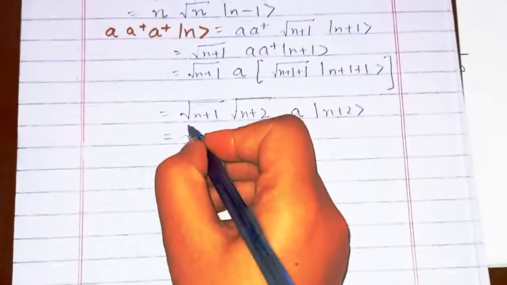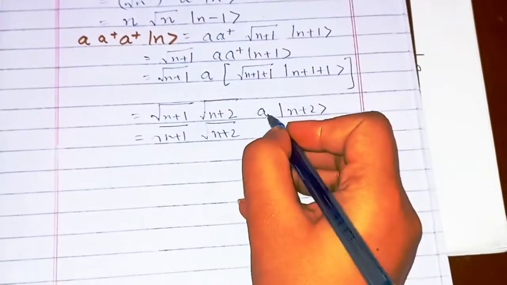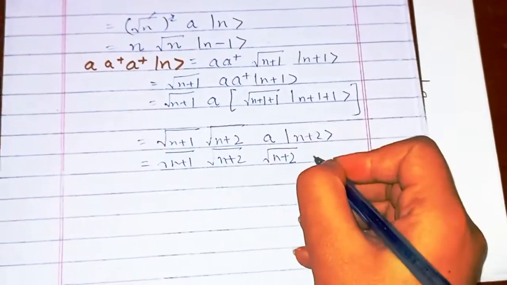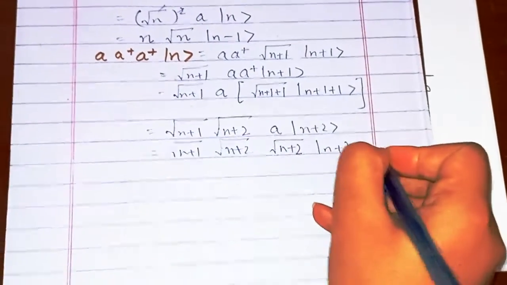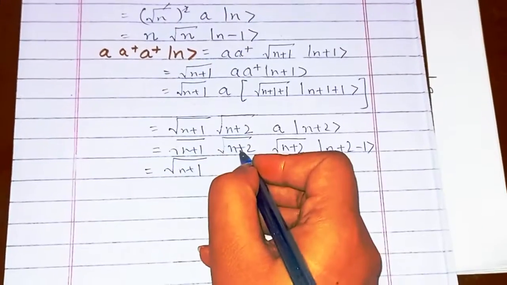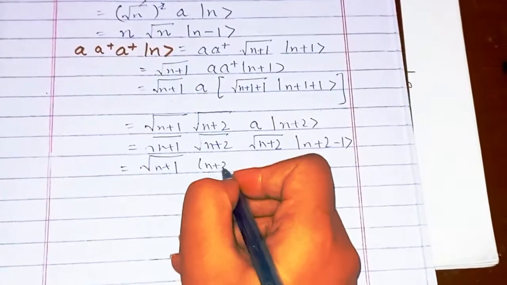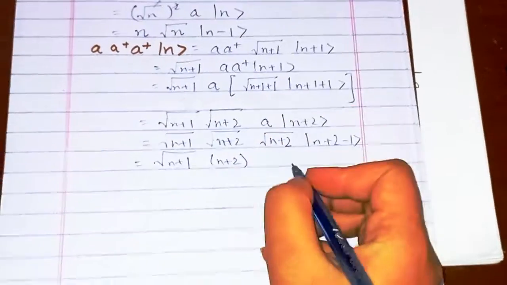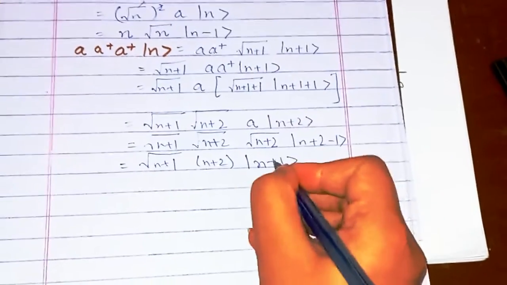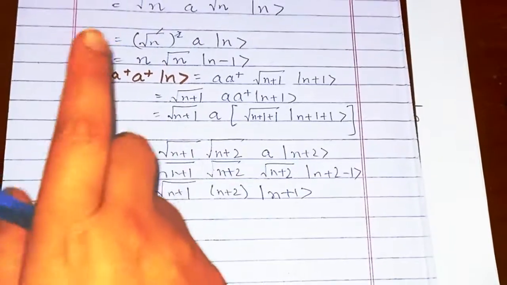Next we have under root n plus 1, under root n plus 2. Then we have this lowering operator applied on a ket, so it's under root of same quantum number, and ket is reduced by 1. And you can see it's under root n plus 2, under root n plus 2, so it's simply n plus 2 as a result, because square and under root cancels out. And we have n plus 1 here because it's plus 2 minus 1, which is actually plus 1, and that is the fourth term.